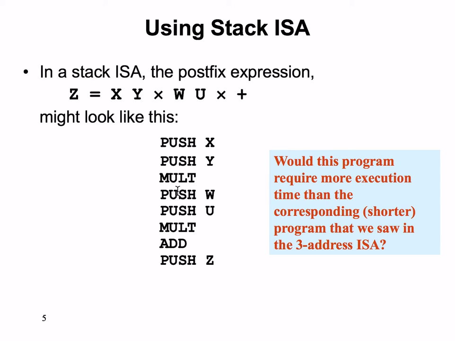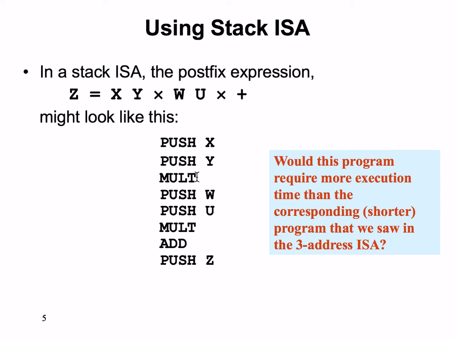Next, we push w and we push u, and then we multiply. The values of w and u are multiplied together, and we push the result of the multiplication of w and u back onto the stack. So now at the bottom we have the multiplication of x and y, and on top we have the multiplication of w and u. The next one is the add.